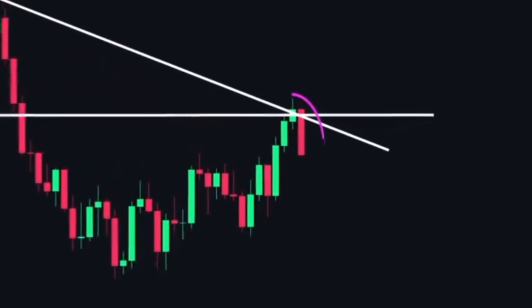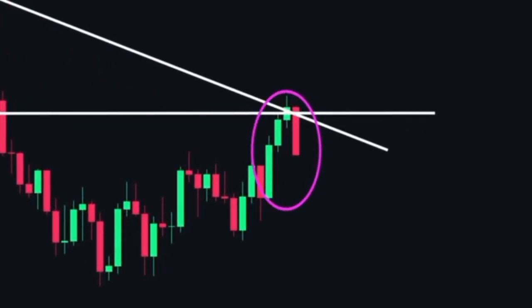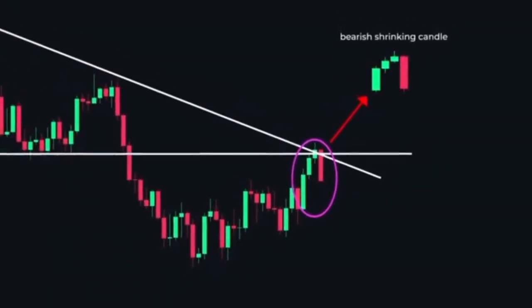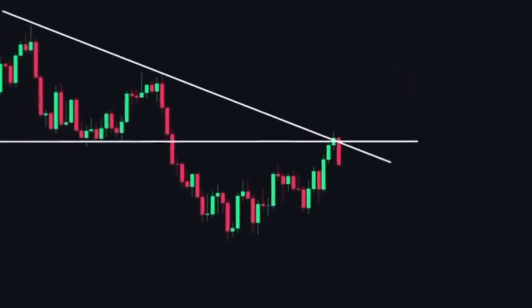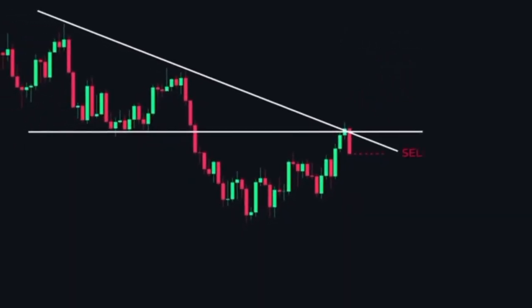Looking closely, we see three green candles, each getting smaller in size, followed by a large red candle. This pattern shows that, as the price approached our confluence level, buying pressure was fading, giving sellers the opportunity to step in. This is the characteristic of a shrinking candle pattern, which strengthens our expectation that the price will reverse downward from this level. This setup provides a good opportunity to enter short.